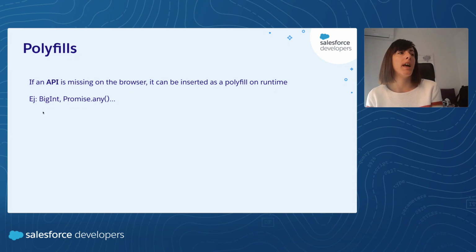BigInt, I think, is a class or an interface that comes with ECMAScript 12, and any is a function on the Promise class that you can use also from ECMAScript 12. So by default, it may happen that your browser doesn't have those features, but ourselves or someone else can provide a polyfill that is loaded at runtime and that implements those features for you.